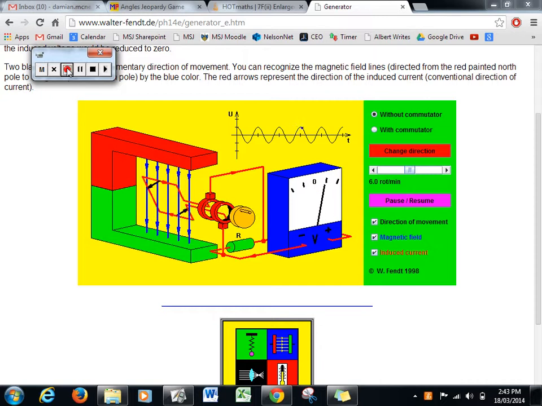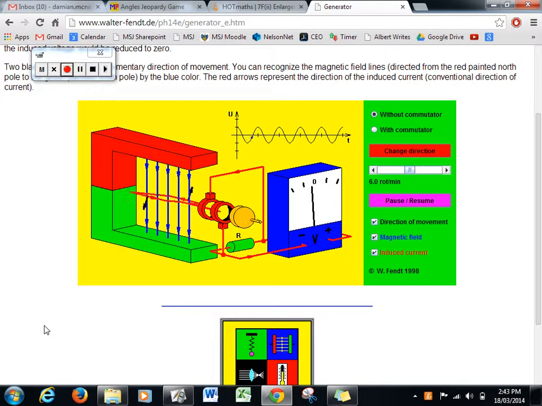I'll put a link to this applet in the instructions at the foot of this video, but it simply goes through and shows you how we generate electricity. What we have here, the most important part, is we have to have a form of spinning the coil, and here it's going to be a little handle.